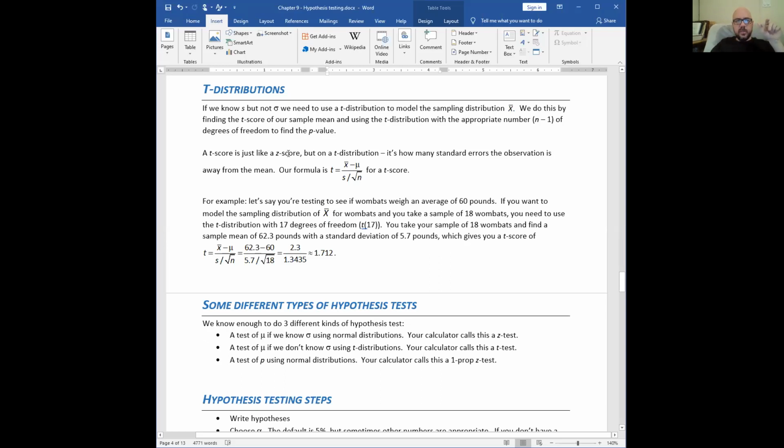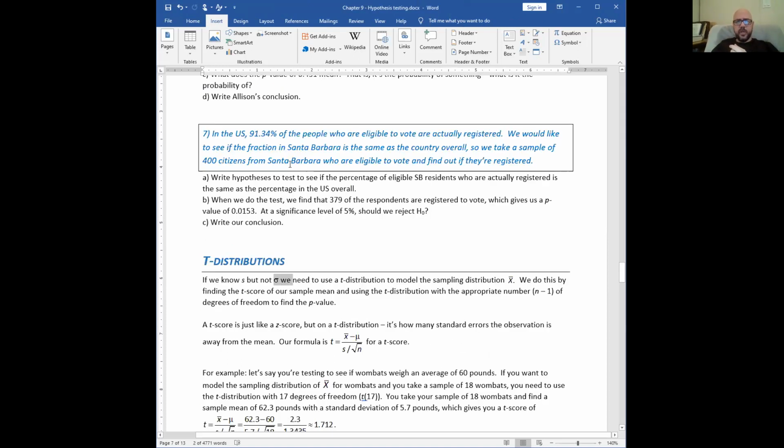So, a quick note on t-distributions. Whenever we know S but not sigma, so in other words, if we don't actually have the population standard deviation for our hypothesis test, we're going to have to use a t-distribution. And if you recall from previous videos, most of the time we don't.